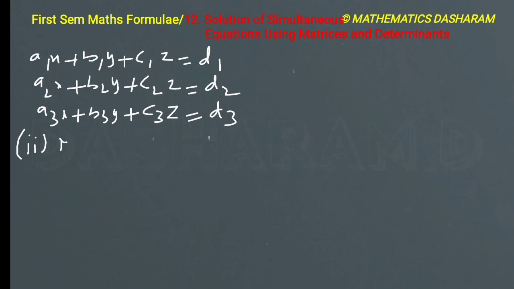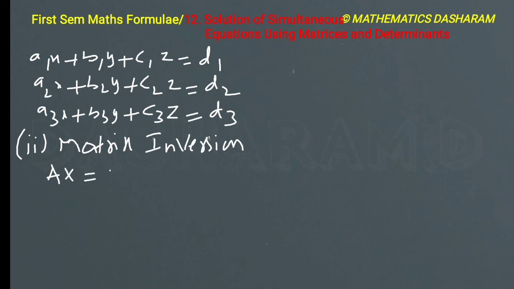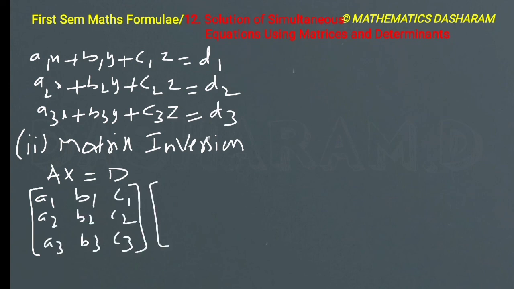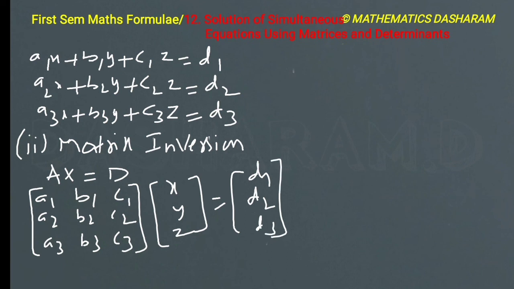Next, the second method is matrix inversion. In this method, the given system of equations should be written in the AX equals D form. It is called matrix notation. A means coefficient matrix: a1, b1, c1. X means variable matrix: x, y, z. D means constant matrix: d1, d2, d3. Next we have to find mod A, that is the determinant of A.